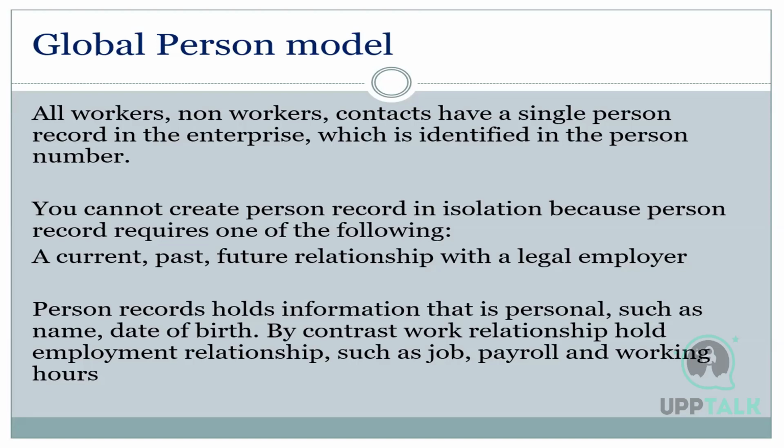So you cannot create a person record in isolation, because a person record requires one of the following: a current, past, or future relationship with the legal employer. So they should have been assigned one assignment, right? I cannot create a person record in isolation. One relationship has to be there: a current, future, or past relationship with the legal employer.